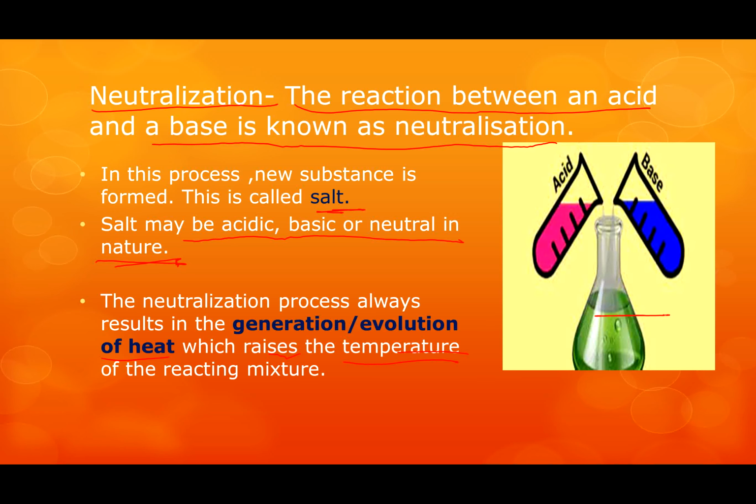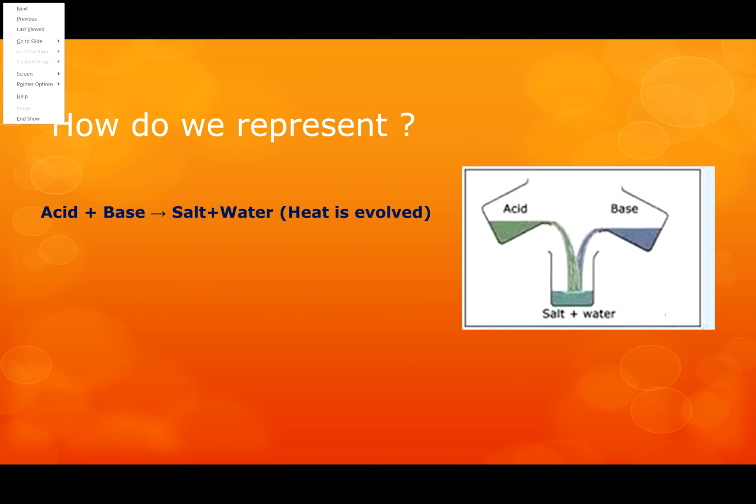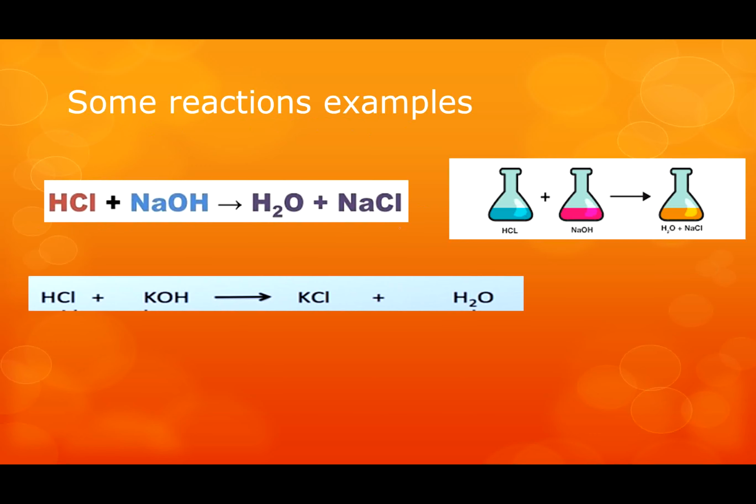They are always exothermic. Now what will be the word equation for this? How do we write it? As I said, when an acid reacts with a base, your reactants are acid and base, your products are salt and water, and heat is evolved, which shows the nature of the reaction. It is an exothermic reaction.